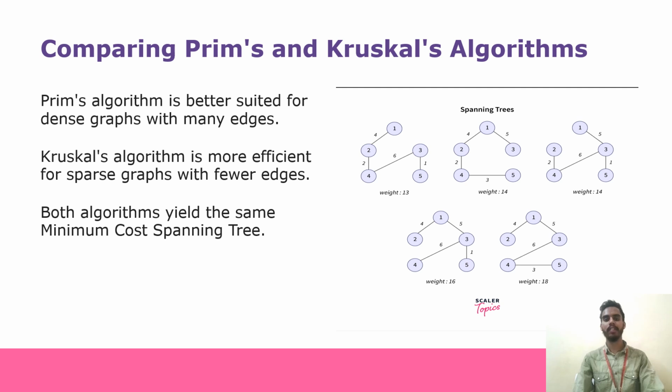Comparing Prim's and Kruskal's algorithm. Prim's algorithm is better suited for dense graphs with many edges. Kruskal's algorithm is more efficient for sparse graphs with fewer edges. Both algorithms yield the same minimum cost spanning tree.